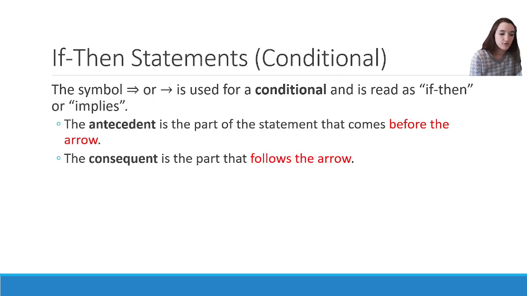With the if-then statements, essentially, it's read as something implies something else, or if one statement, then another statement. The antecedent is the part of the statement that comes before the arrow. This can also be called the hypothesis. And the consequent is the part that follows the arrow. This is also known as the conclusion. We are going to use antecedent and consequent here, but there are multiple different names for these things.